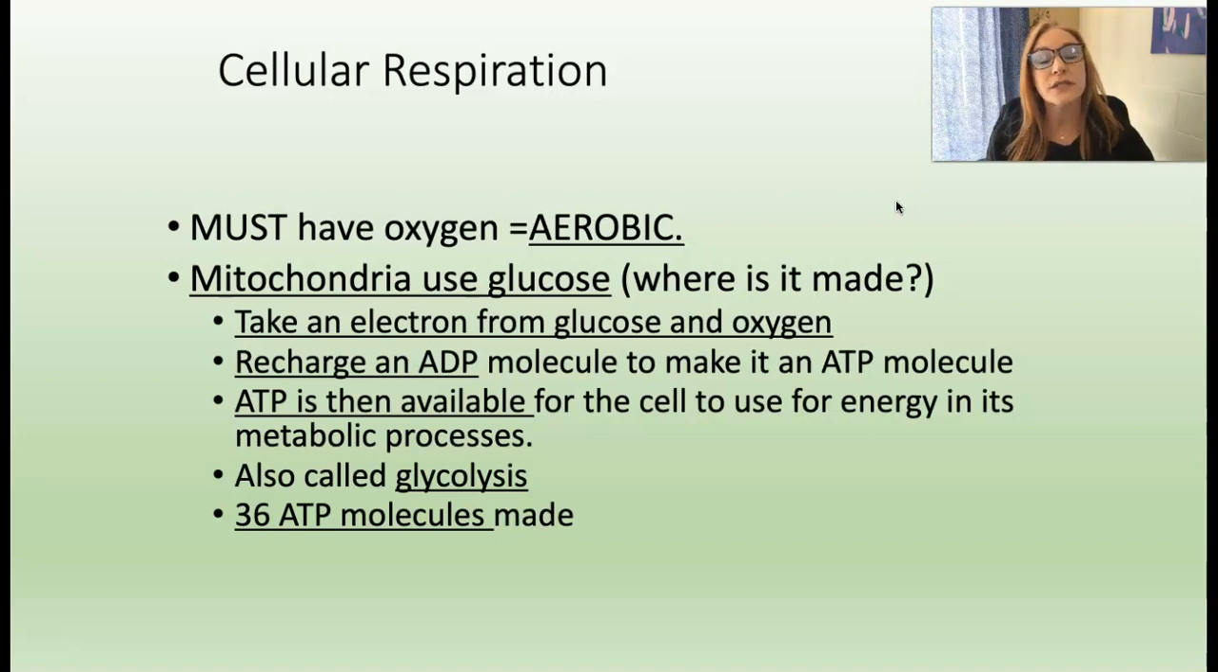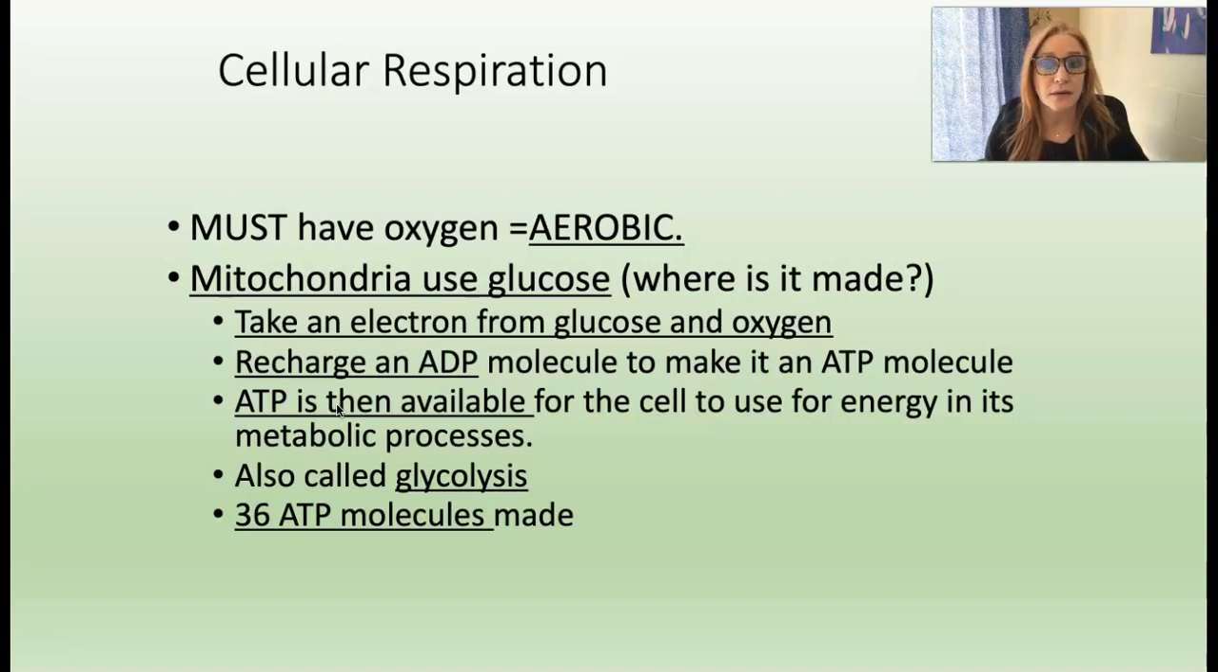So the mitochondria use the sugar that's ingested when an animal or a heterotroph eats sugar. That's the source for that. So you have to eat sugar, you have to breathe oxygen. That's how you get the two reactants for cellular respiration. Okay? So it uses the electrons from glucose and oxygen to recharge an ADP molecule and turn it into an ATP molecule, and that ATP is now available for the cell to use for energy and in its metabolic processes.